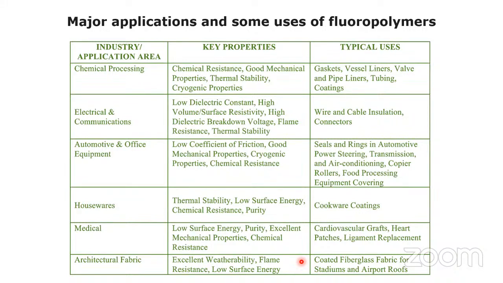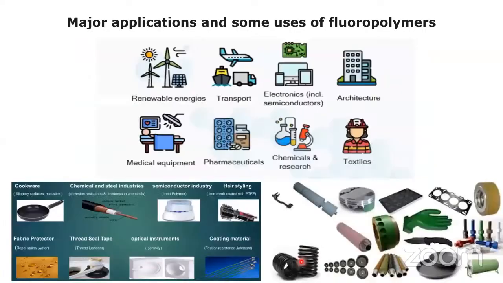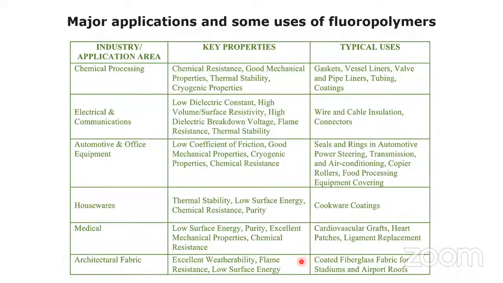As I have mentioned, one example here is rollers. Whatever the rollers are here, what is the upper layer of your rollers? That plastic is nothing but your fluoropolymer, correct? Then housewares. In housewares, the major application is your cookware. The pans and all, the coating present on your pan is nothing but fluoropolymers. Similarly, in medical and architectural fabrics, fluoropolymers have been used.